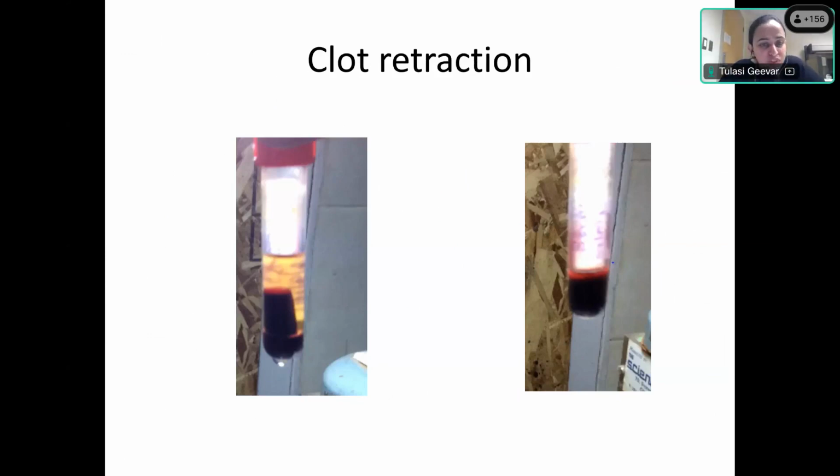So the clot retraction is normal, and this is how a normal clot retraction looks. But in Glanzmann's thrombasthenia, you can see that the clot doesn't retract or is absent. So this is specifically seen in Glanzmann's thrombasthenia. It is because the 2B3 receptor is very important for clot retraction.